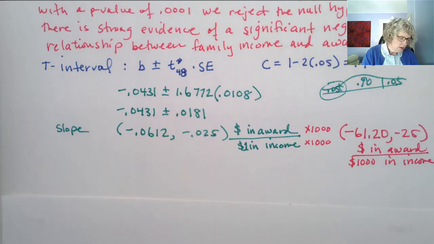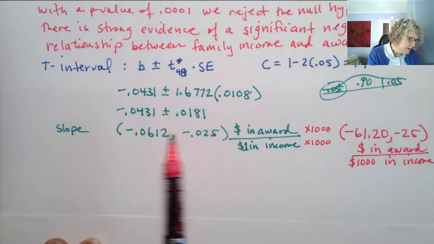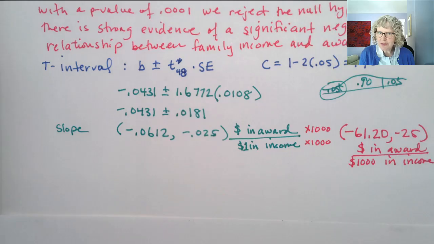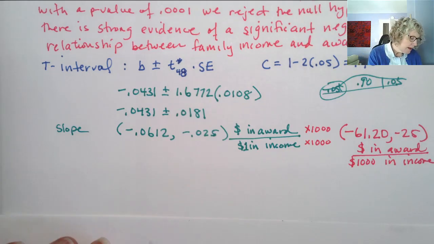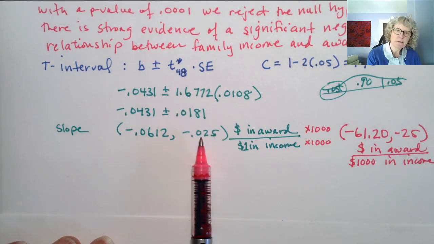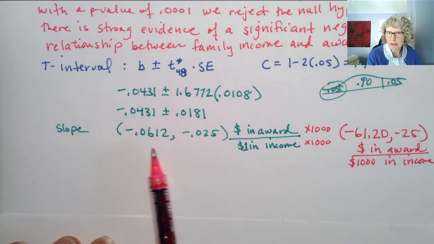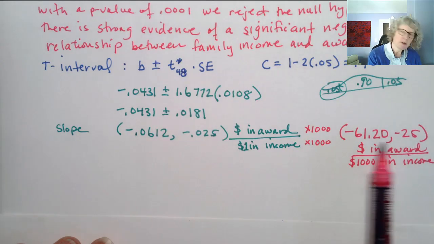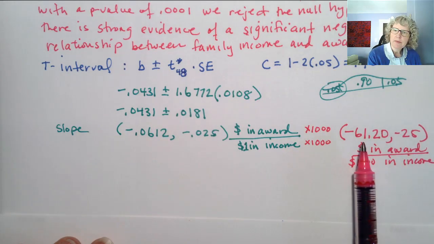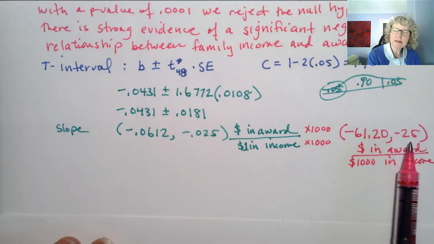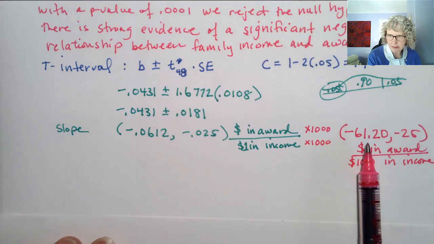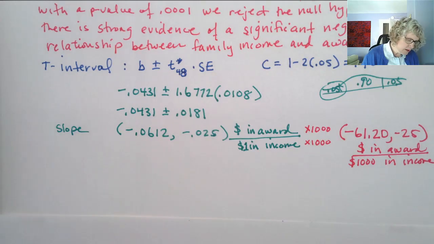Okay, so let's go ahead and interpret this. And it's negative to negative. So remember what that means? That means 0 is not in the interval. So this is significant. And remember when it's negative to negative, we flip it and use the word decrease by, because it wouldn't make any sense to say from this to this. So we're going to say from $25 to $61.20 decrease, right? Okay, so let's write that out.